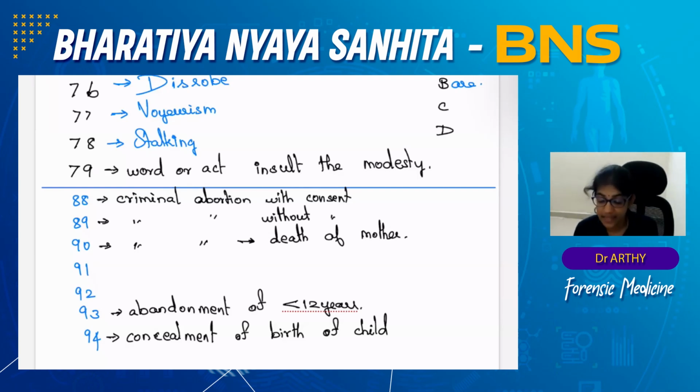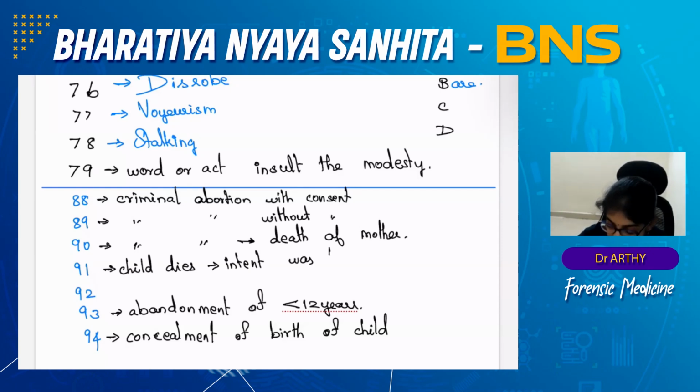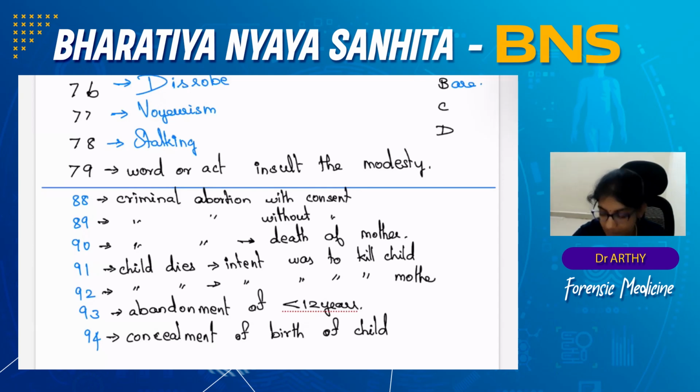Next section is where the child dies and the intent was to kill the child only. Then the next section, the child dies, but the intent was to kill the mother. These are the main sections in BNS.